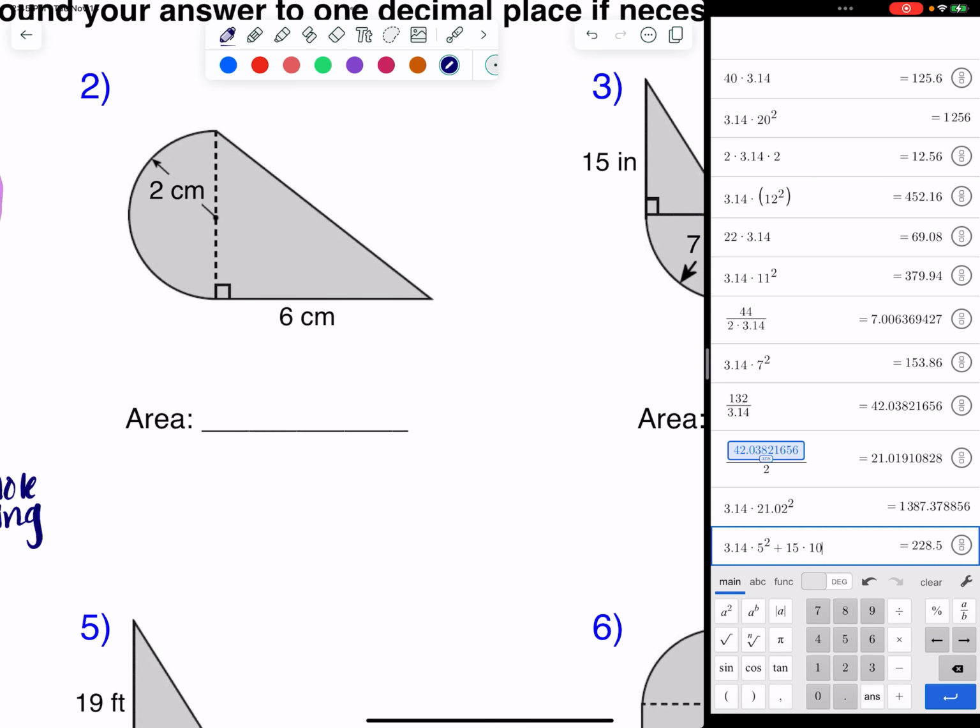So I'm going to mosey on over here to this one. It looks sort of like a wonky ice cream cone. That is the official name for this shape, a wonky ice cream cone. I see half a circle right here. And then I see a triangle.